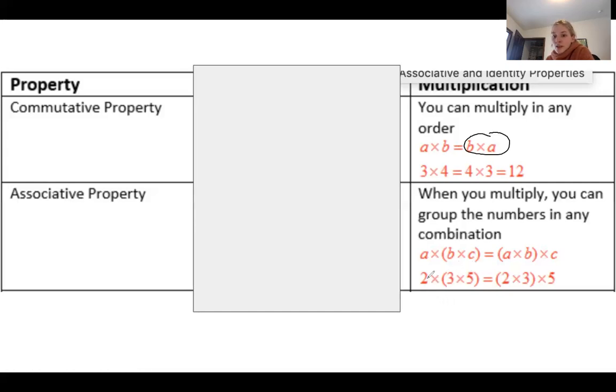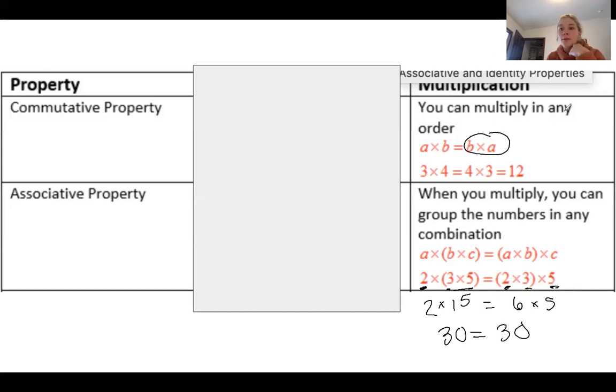So for instance, let's find the 2 in the other one. We have 2 here and 2 here. That's inside the parentheses. And then 3 times 5. And then here's the 3 and here's the 5. And if I wanted to solve this, I could say, okay, well, I do the parentheses first. 3 times 5, that's 15. And then 2 times 3 is 6, times 5. So now 2 times 15 is 30, and 6 times 5 is 30. It works. Oh my goodness.